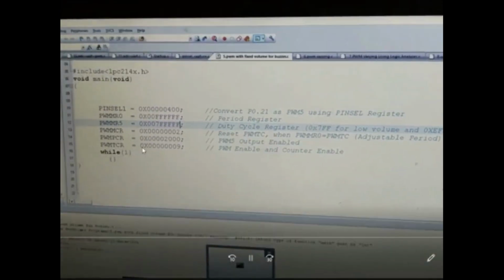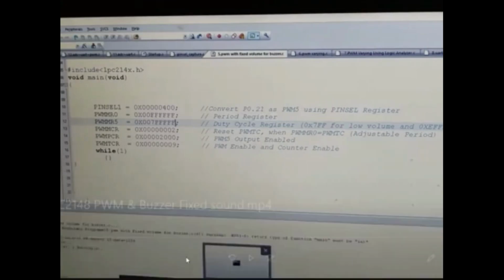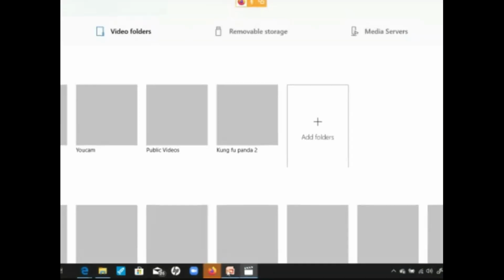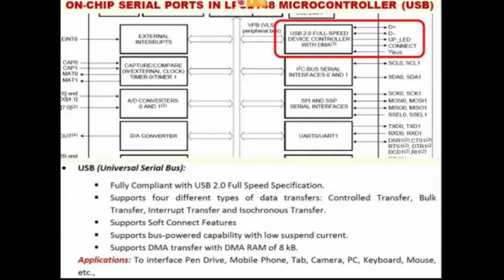We talk about pulse width modulation. Before seeing this video, let us have some discussion about the theory, and then we will come back. Let me go to the slide to discuss something about pulse width modulation.